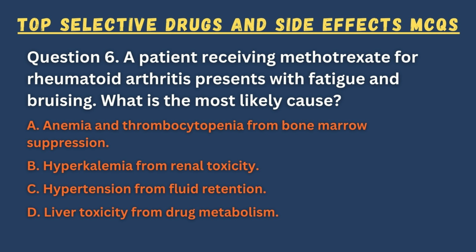Question 6. A patient receiving methotrexate for rheumatoid arthritis presents with fatigue and bruising. What is the most likely cause? A. Anemia and thrombocytopenia from bone marrow suppression. B. Hyperkalemia from renal toxicity. C. Hypertension from fluid retention. D. Liver toxicity from drug metabolism.